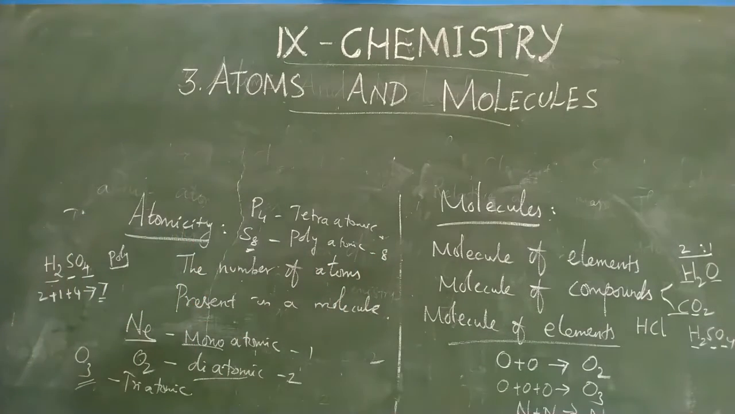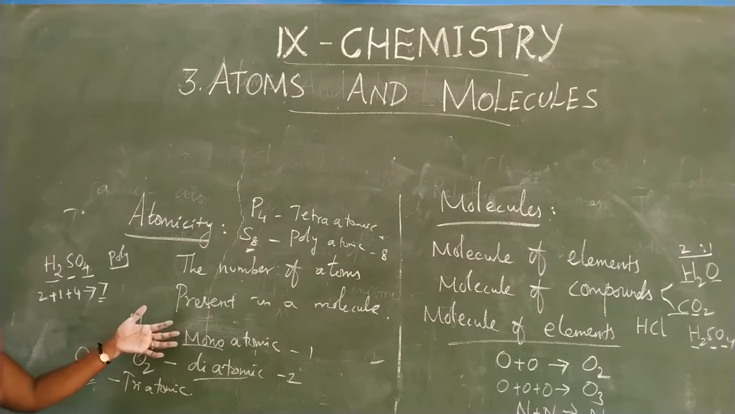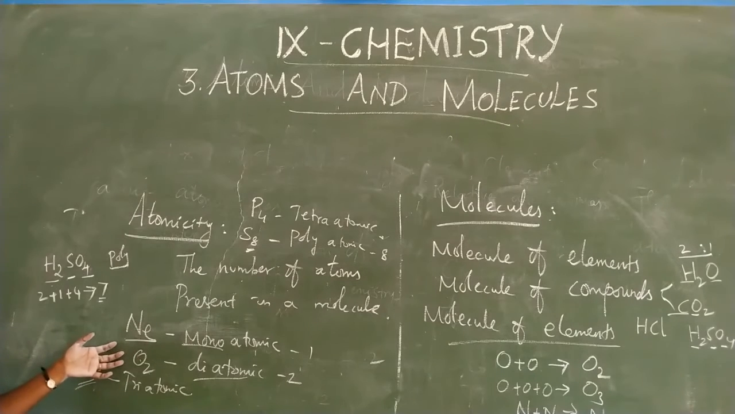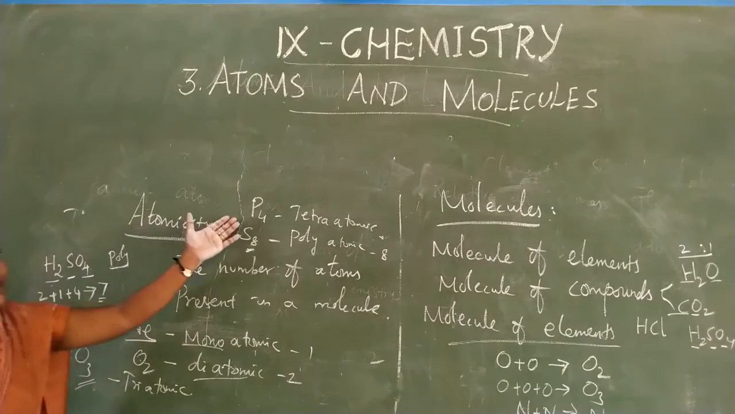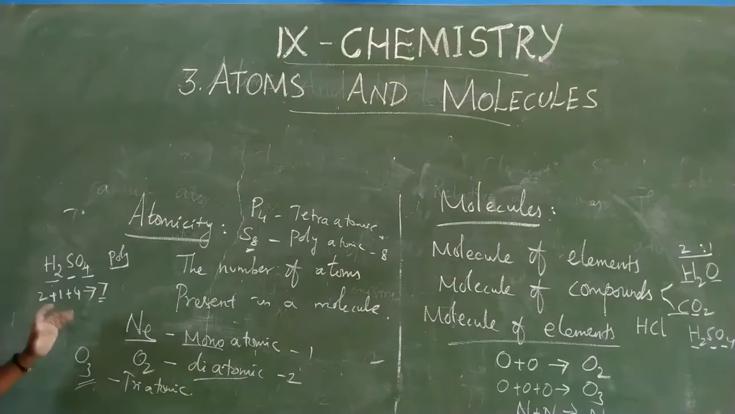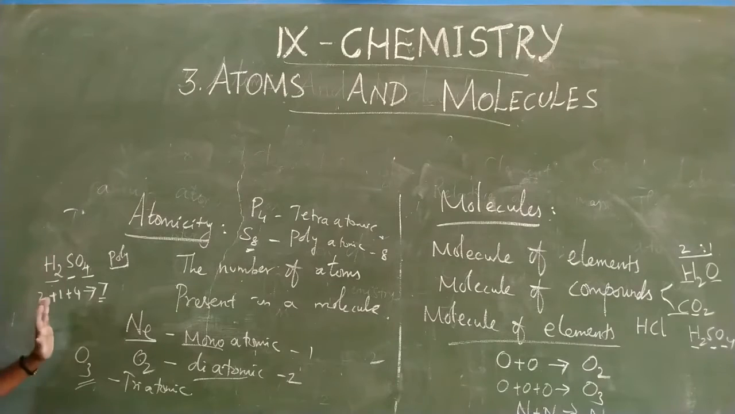It is polyatomic. So atomicity is nothing but the number of atoms present in the molecule. If only one atom is present, it is called monoatomic. If two atoms are present in the molecule, it is called diatomic. Three atoms, triatomic. Four atoms, tetraatomic. More than four, we can say it is polyatomic.